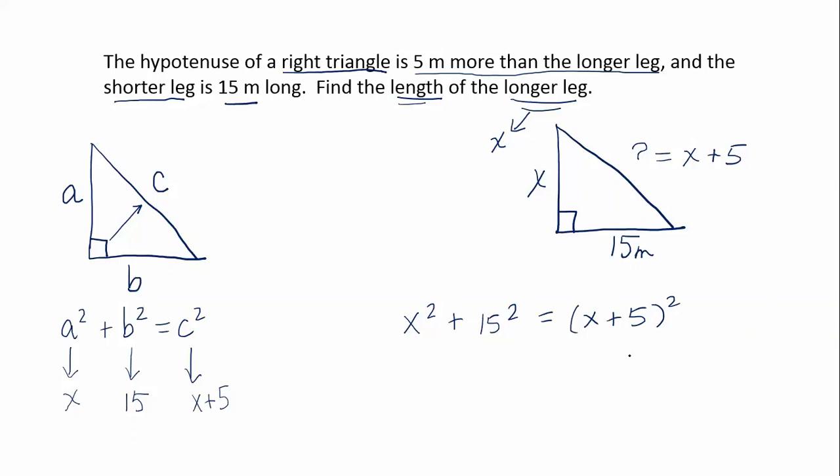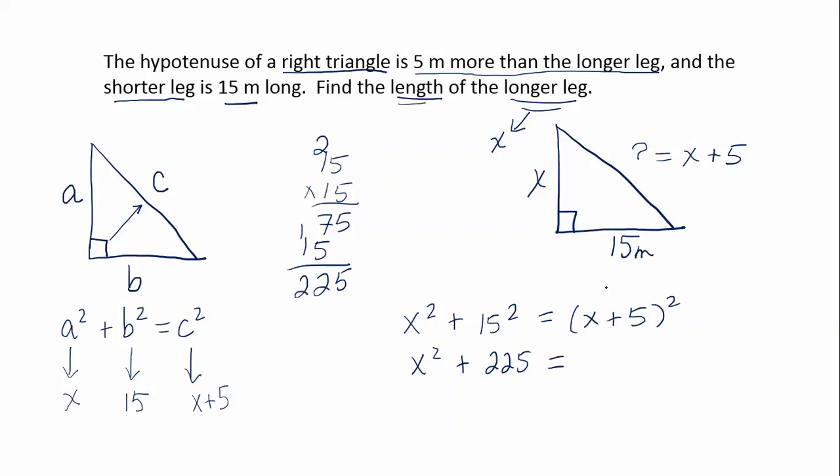Now, before we can really decide what kind of an equation this is, is it a quadratic equation? Is it a linear equation? We really need to multiply out the x plus 5 squared. It wouldn't hurt to simplify the 15 squared either. Let's see, 15 times 15 is going to be, carry the 2, 75 plus 150. So we get 225. So we have x squared plus 225 equals.